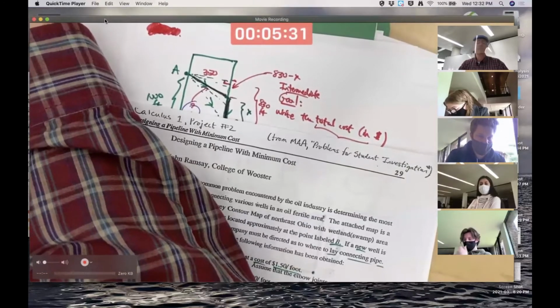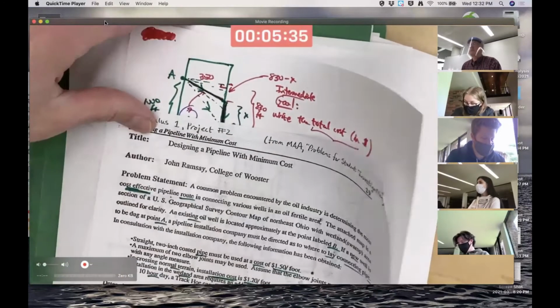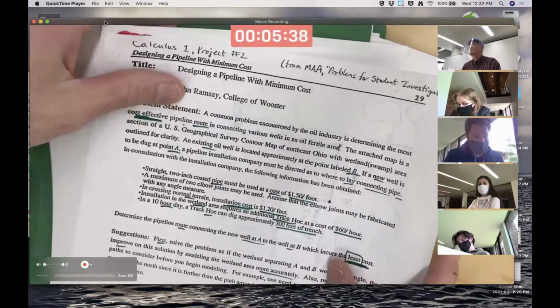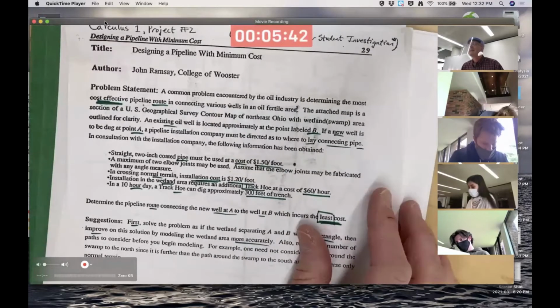Okay, can everybody see my screen here? Let's do what we did on Monday, and let's start by looking at this project that we're going to be working through together again.